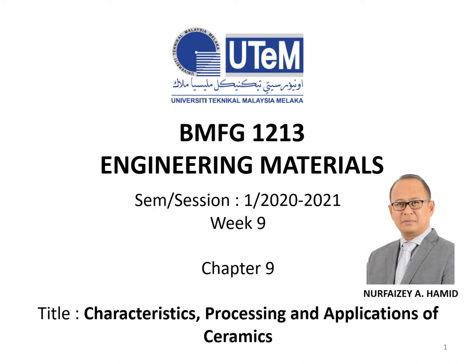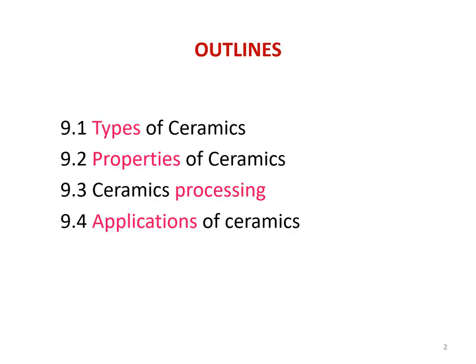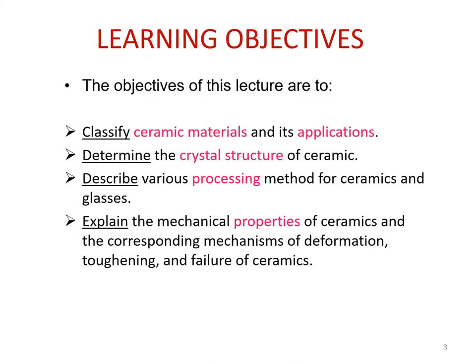Today, we are going to discuss chapter 9, characteristics, processing and applications of ceramics. These are the outlines of the chapter. First, we will look at the types of ceramics material, and then we will look at the properties of this material. The third one, we will look at the processing method of ceramics, and finally we will look at the applications of ceramics material.